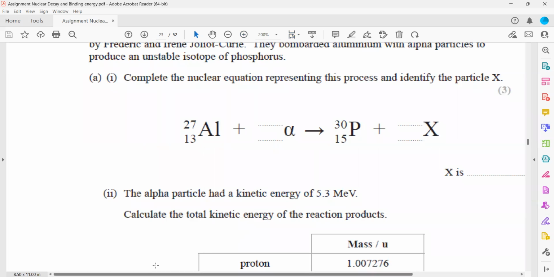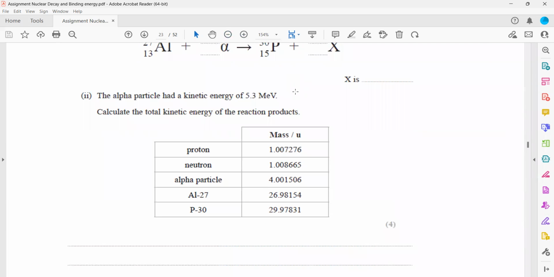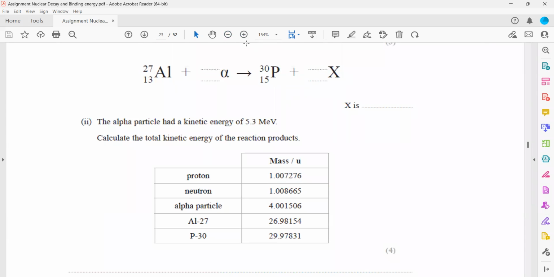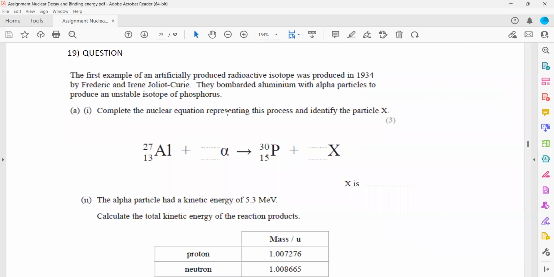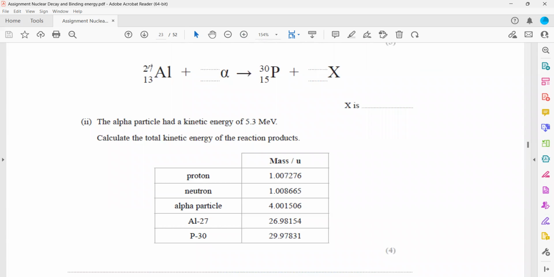The next part: the alpha particles had a kinetic energy of 5.3 mega electron volts. Calculate the total kinetic energy of the reaction products. We assume the aluminum is bombarded with the alpha particle to produce the products. We consider that aluminum does not have kinetic energy; in the beginning, its kinetic energy is 0. What we work out is the total mass plus kinetic energy, because we will work out the mass defect and that mass defect has basically converted into energy. So we need to calculate the total kinetic energy of the products. We want to calculate how much kinetic energy is there for the whole product.